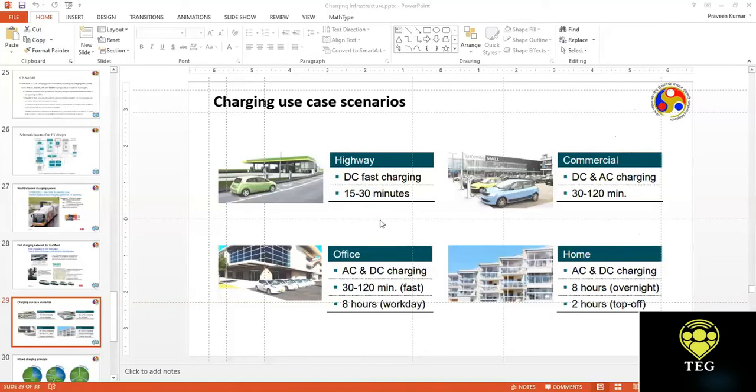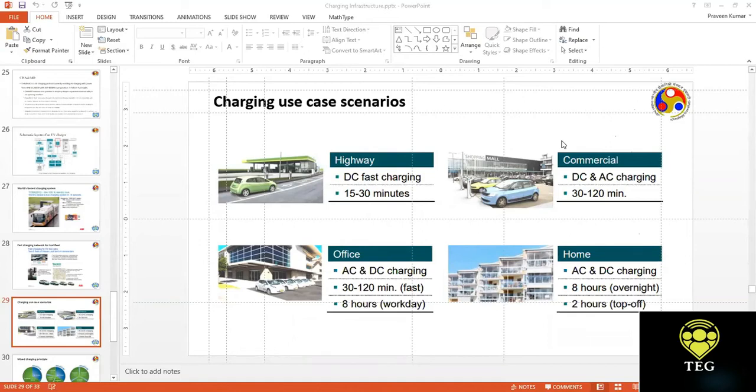In commercial locations, when you go to a shopping mall or to a theater, you actually spend at least an hour or two. So there the chargers can be DC or AC chargers, and one can even wait for half an hour to 2 hours to charge the vehicle, because there's no urgency when you are inside a shopping mall. You have a good 2 hours to spend there.